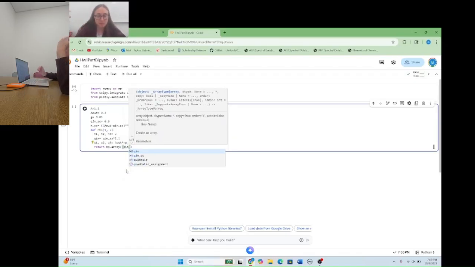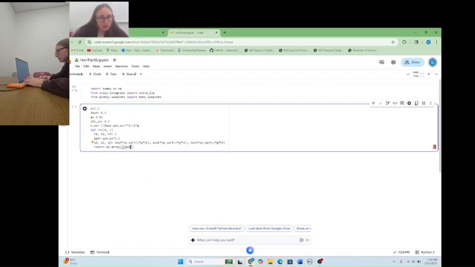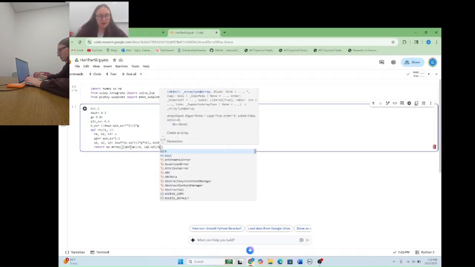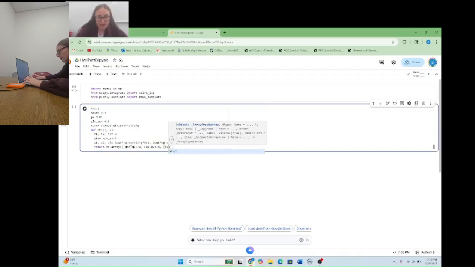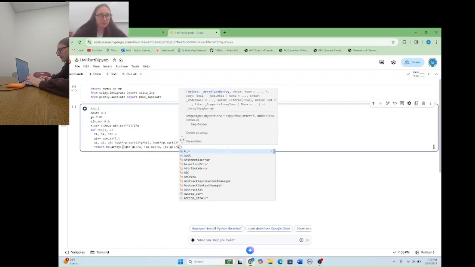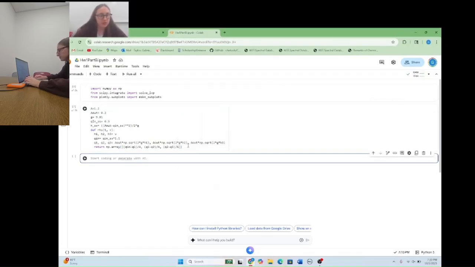The first one, Qn minus, let me put these also in parentheses. So Qn minus Q1 divided by our area, right? Then we have our Q1 minus our Q2 divided by our area, and then we have Q2 minus our Q3 divided by our area. Okay, so shift enter.